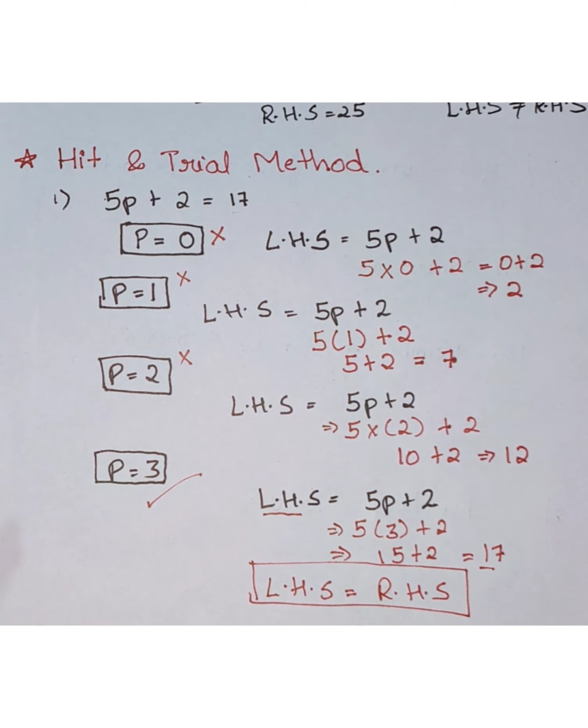I think it is clear now how to form the equation from a given statement, how to check whether the values satisfy the given equation or not, and next how to find the value of the variable using the hit and trial method. Now the next part of this chapter we'll cover in the next video.